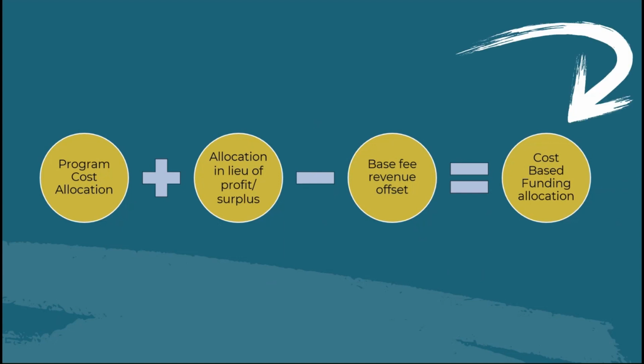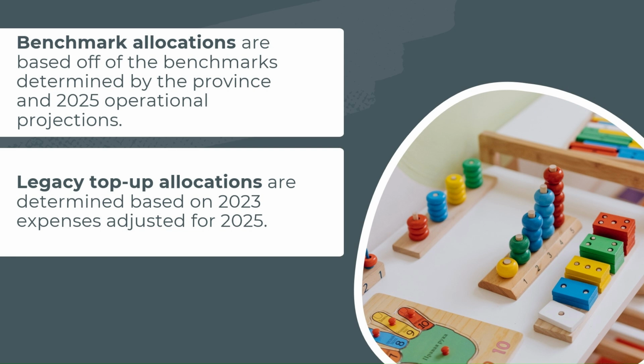allocation for a year. Benchmark allocations are based off of the benchmarks determined by the province and 2025 operational projections. Legacy top-up allocations are determined based on 2023 expenses adjusted for 2025. Providers will submit their legacy cost information and benchmark information through both OCCMS and by email. Step-by-step instructions will be developed to support submissions. Cost-based funding allocation and reconciliation are determined at a site level.